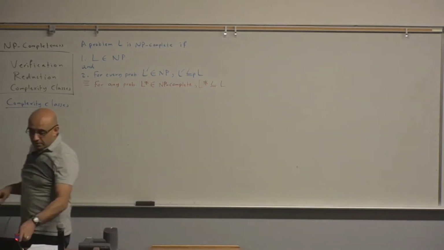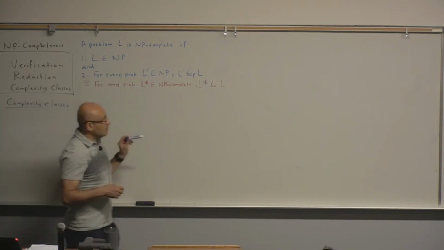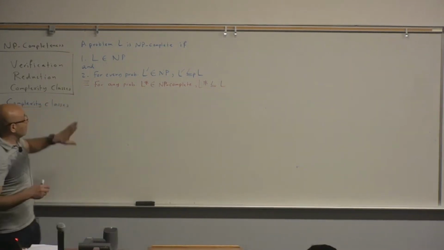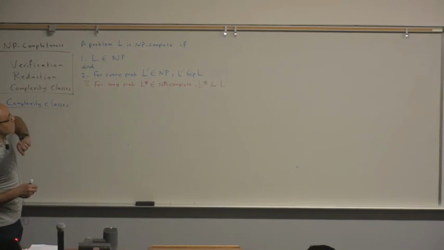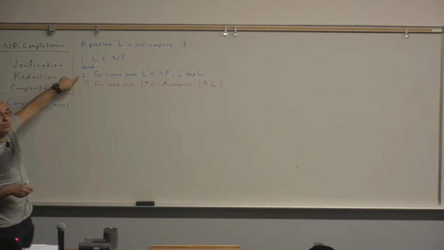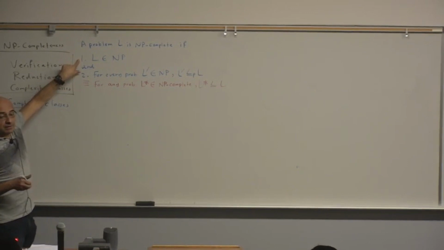Now, before we move to examples, there is one more important concept here. Today we are doing all the abstract stuff, but next time we will be showing the examples. But there are important concepts that we haven't introduced yet. Now, if a problem satisfies condition 2, but does not satisfy condition 1, then we call it NP-hard.